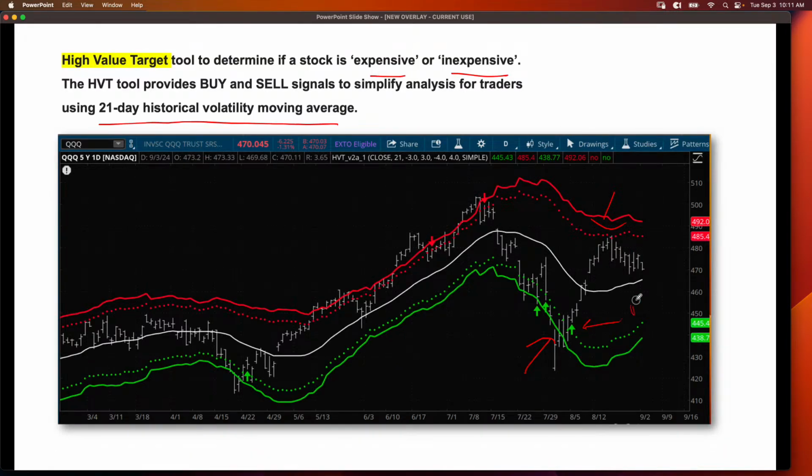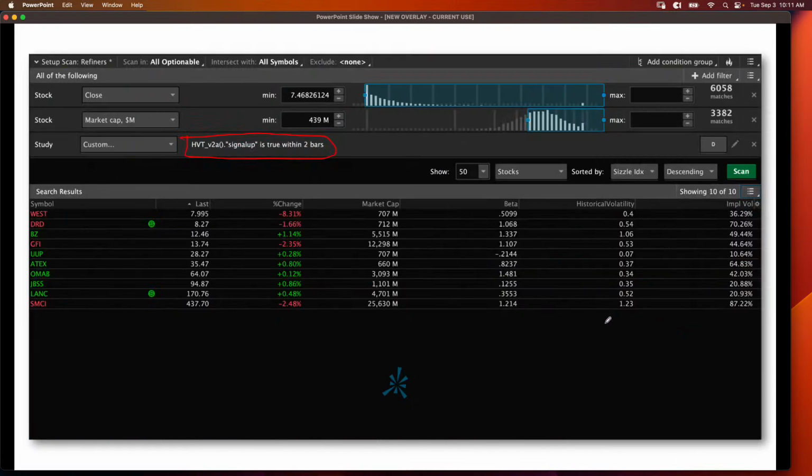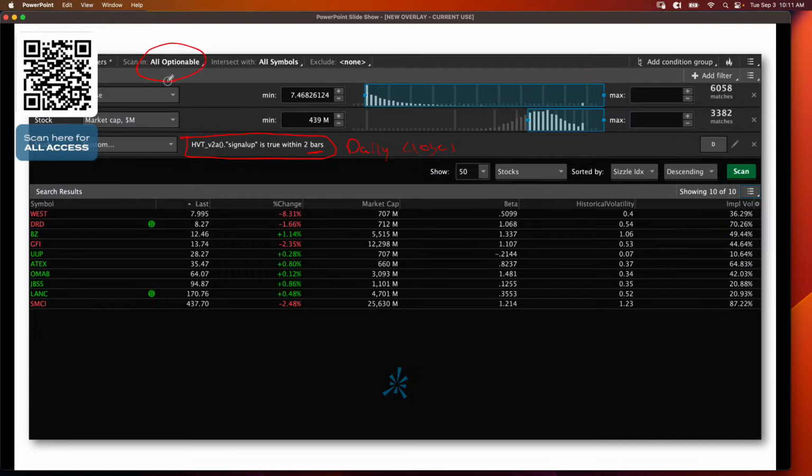This green guy is a buy signal. I'm looking for a buy signal within 2 bars. Within 2 bars is 2 daily closes. I'm looking at all optionable. I'm looking at all symbols. Now, we ended up coming out with 10.